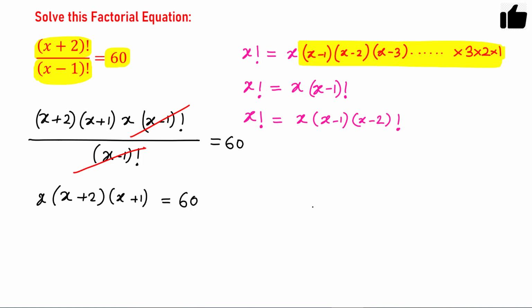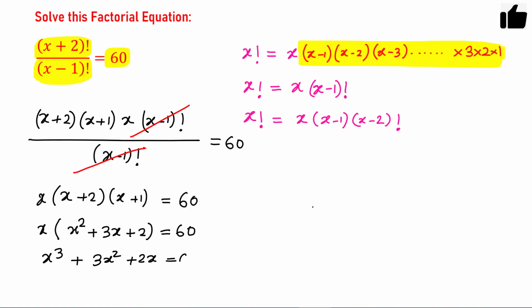So let us try to expand this. So you will have x, and if you multiply these two terms, you will have x square plus 3x plus 2, this equals 60. If you further multiply by x, you will have x cube plus 3x square plus 2x equals 60, and I can take 60 to the left hand side, then this will be negative. So this is x cube plus 3x square plus 2x minus 60 equals 0. So this is a cubic equation. I have to solve for roots of this cubic equation.